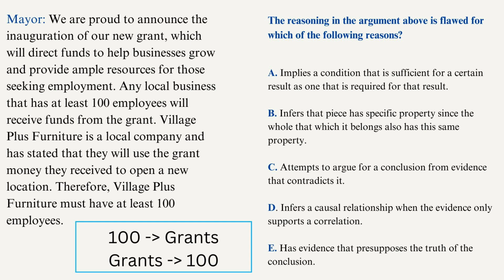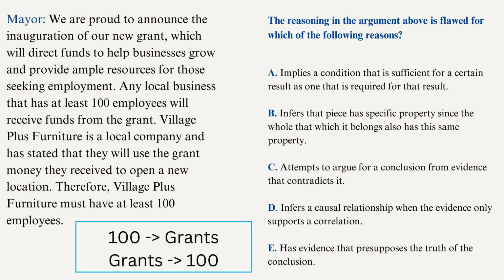And you note that they also mention 100 employees towards the middle, and there's a conditional right in the middle. And that conditional states any local business that has at least 100 employees will receive funds from the grant. And we know Village Plus Furniture received that grant, and therefore, basically, they're saying that they have 100 employees. So basically, they're using some kind of conditional logic that's improper, confusing the sufficient and necessary condition, which you could see in the diagram below. So you don't need to write out the diagram. I'm just using it to basically explain it more clearly. But inside your mind, this is the way you want to think about it.